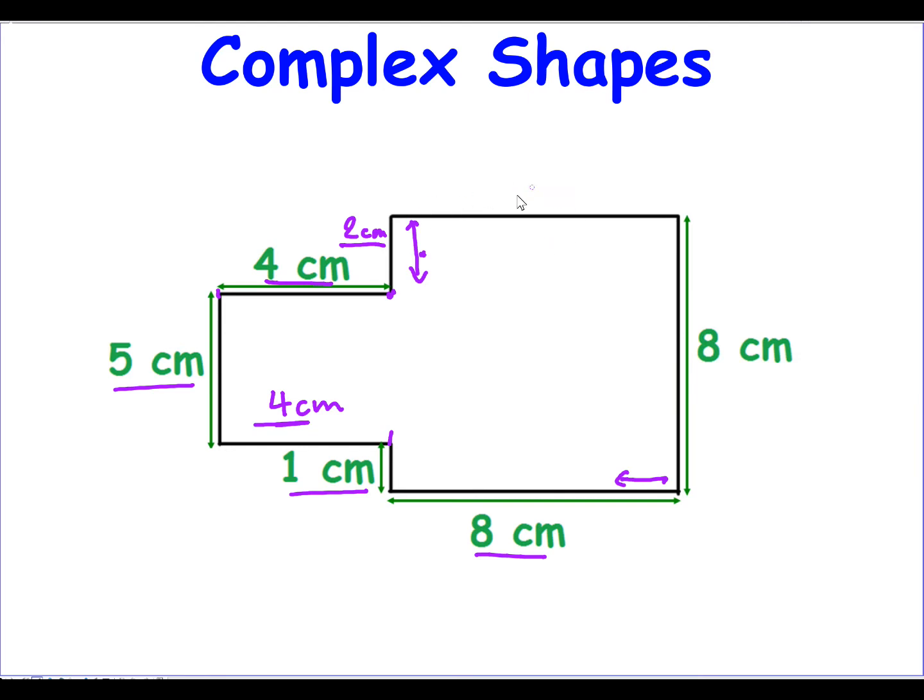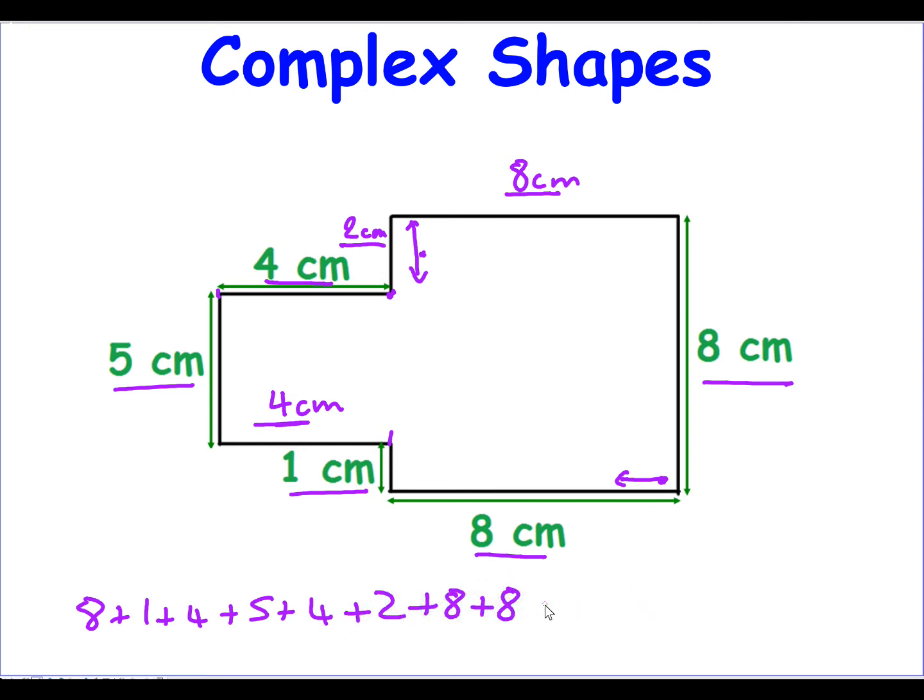And the final side here is the same as the one below it. So again, that's 8 centimeters. So we come back down, we've got our final 8 centimeters there. Now to find our perimeter, we walk around our shape. So we've got 8 plus 1 plus 4 plus 5 plus 4 plus the 2 that we found plus the 8 that we found, and then the final 8 to get back to the start. And this gives us a perimeter of 40 centimeters. Did you get the correct answer?